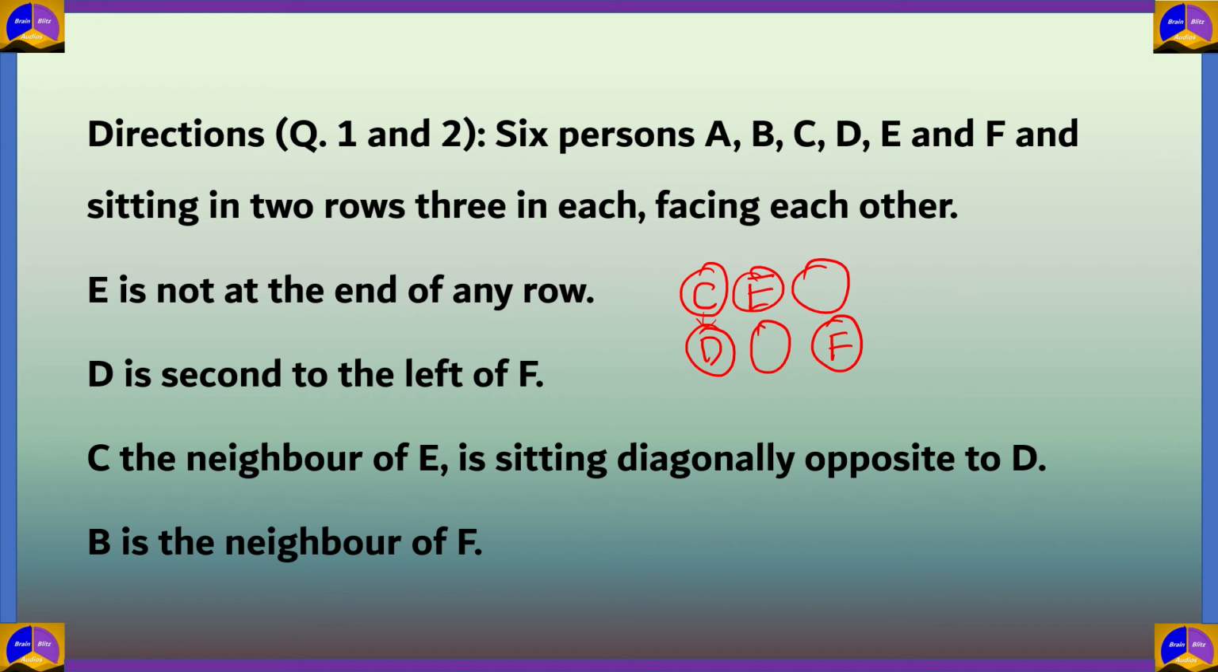And the last point is B is the neighbor of F, the only place left that has the position that's the neighbor of F, immediate neighbor of F is over here, B. So the remaining person is A, and A would be over there.